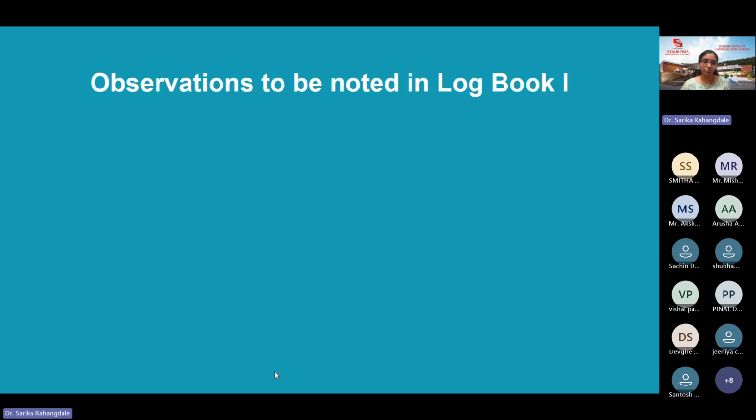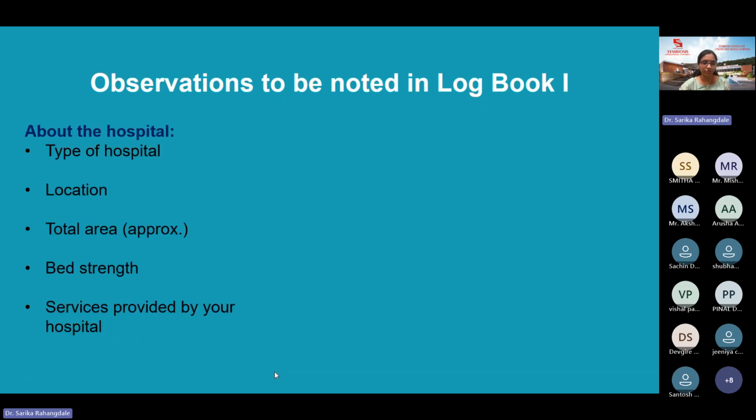Initially you have to take the primary details of the hospital. What kind of hospital you are selecting, whether it is a multi-speciality hospital, a polyclinic, a single speciality hospital, a cancer speciality hospital, a gynec hospital, or a nursing center. That way you have to write down the type of the hospital. You have to write the location of that hospital.